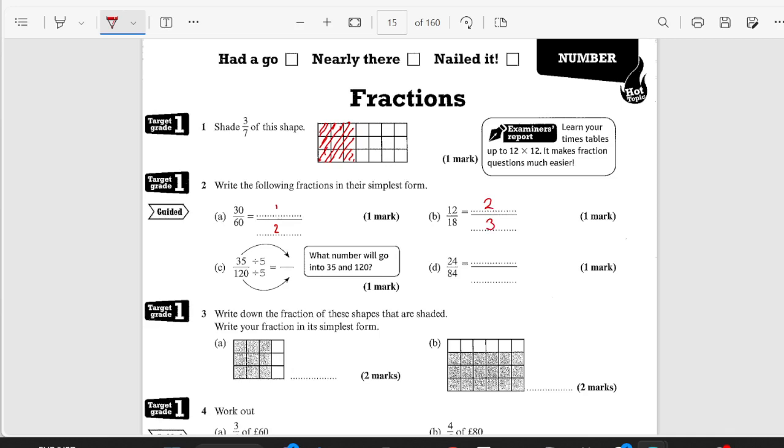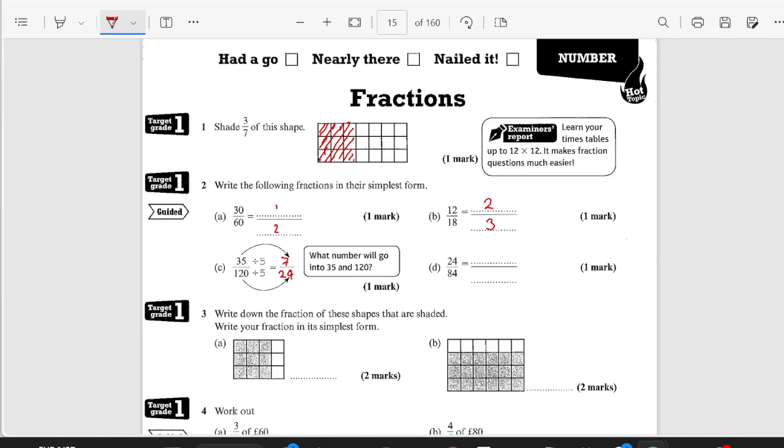Part C has got a bit of a guided clue here. It's suggesting divide by 5. So what number will go into 35 and 120? And it's kind of giving us the hint of 5s. So 35 divided by 5 is going to be 7. And then 120 divided by 5 is going to be 24, I believe.